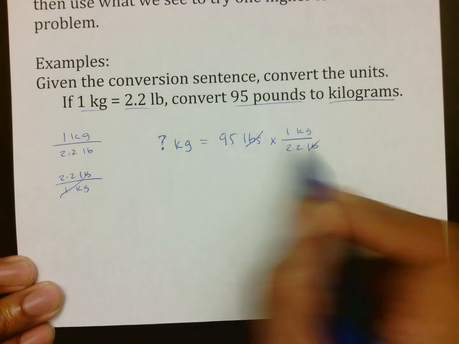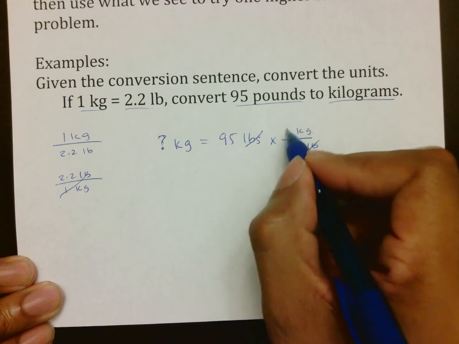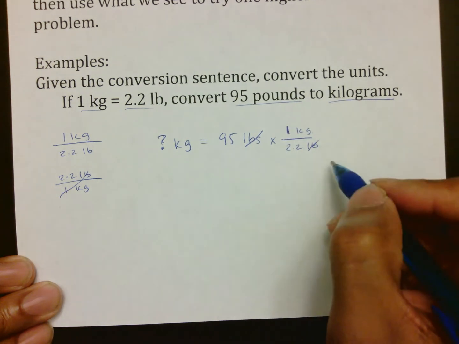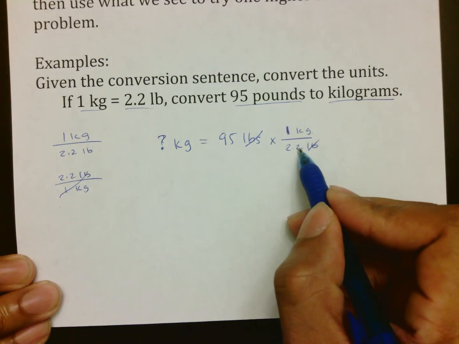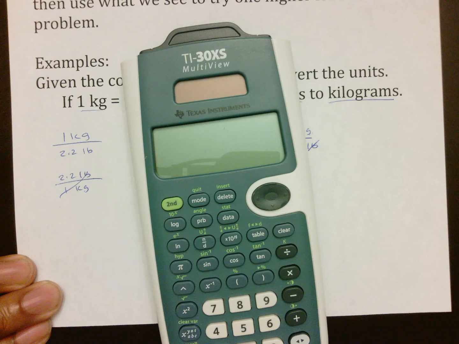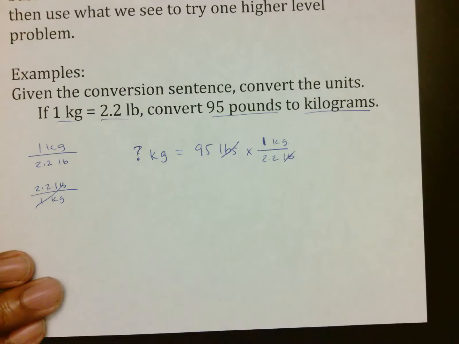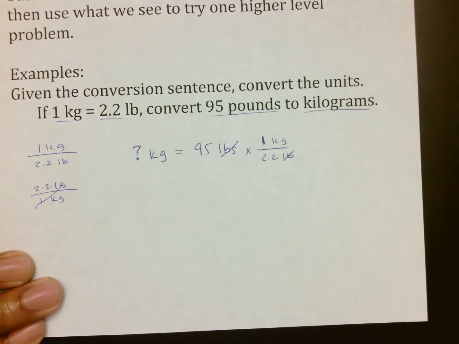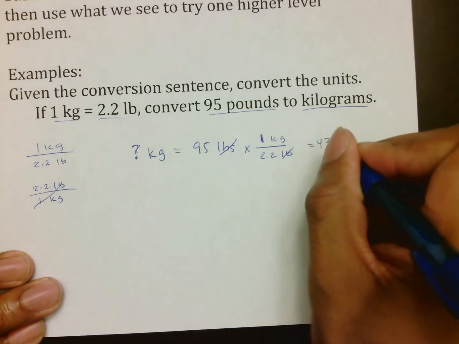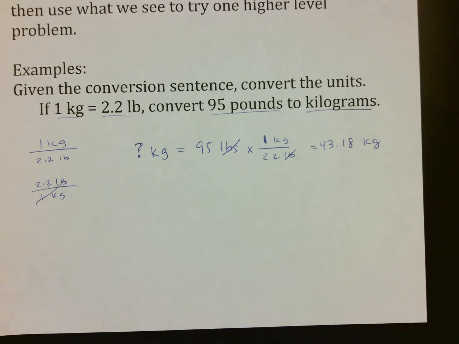That's why I said you cancel out the unit you don't want until you end up with the unit that you do want. But the thing here is, to multiply by 1 does nothing, to divide by 1 does nothing, so we really don't care about the 1. We're looking at the 2.2. And so in your calculator you type in your 95, but because 2.2 is the actual number on the bottom, we're going to divide by 2.2 to get the answer of 43.18 kilograms in 95 pounds.